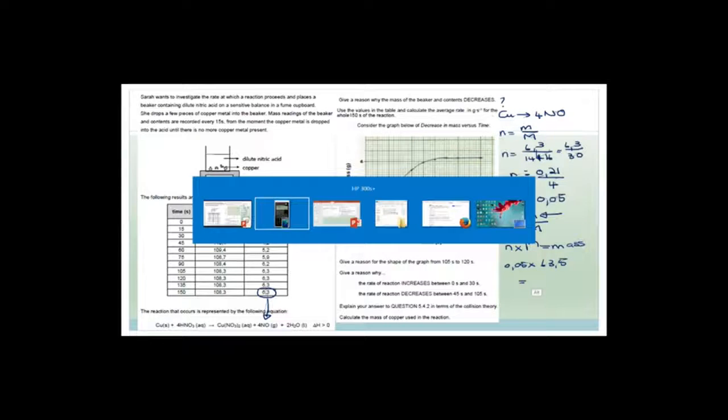So the number of moles again is mass over molar mass. This time we want the mass, so we're going to go number of moles times the molar mass is equal to the mass. So therefore, the number of moles is 0.05 times the molar mass of copper, which is 63.5. And what do we end up with? We end up with a calculator.